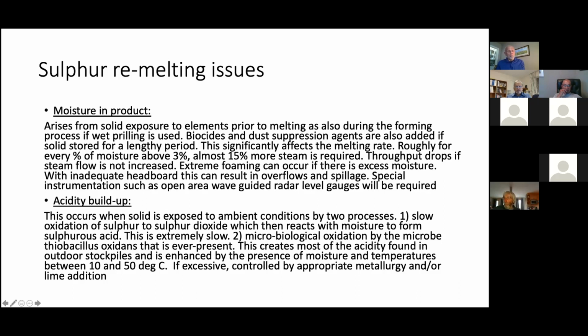And of course, we've been talking about acidity. You have two ways of building acidity. One is sulfur itself, solid sulfur slowly oxidizes to sulfur dioxide, and you can have moisture around, which forms sulphurous acid. It's extremely slow, but the quicker one is the microbiological oxidation by the microbe Thiobacillus oxidans that is always present. It creates most of the acidity from outdoor stockpiles, especially when these piles are left for a long time, you can expect them to be acidic. The only issue there is you control it by appropriate metallurgy of your remelting equipment or using lime addition. The only issue with lime addition is now you'll have a byproduct formed, which is calcium sulfate or gypsum, and you'll have to find a way to filter it out of the system.